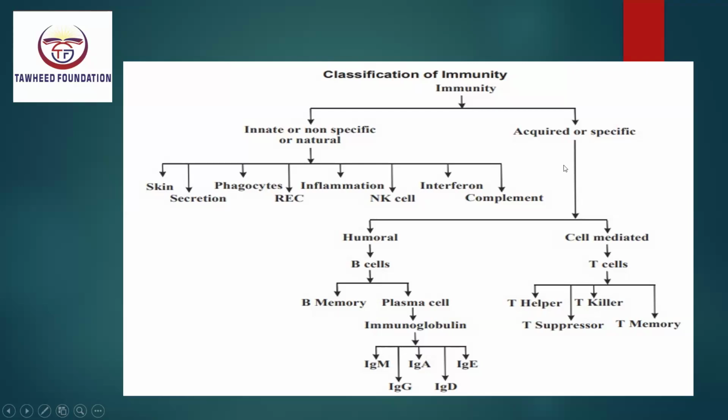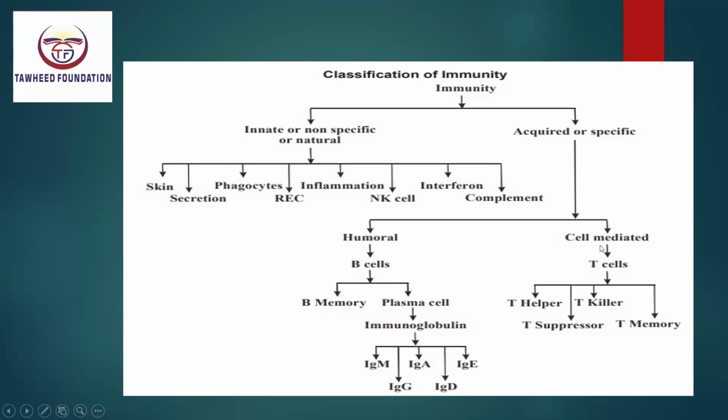These develop after exposure to a specific antigen and are characterized by specificity and memory. It is further divided into humoral immunity and cell-mediated immunity. In humoral immunity, B cells are lymphocytes that produce antibodies. B memory cells remember past infections for a faster response upon re-exposure. Plasma cells produce antibodies, that is immunoglobulins. There are 5 types of immunoglobulin: IgM, IgG, IgA, IgD and IgE.